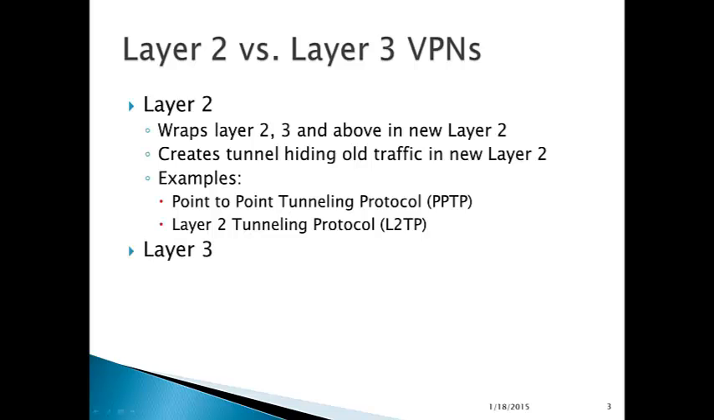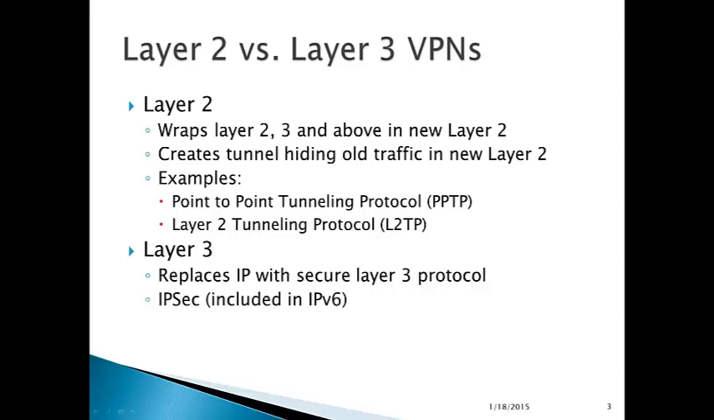Now, a layer 3 VPN is quite different. It actually replaces the network layer IP with a completely different layer 3 protocol called IPsec. IPsec, by the way, is included in IPv6. You're not using IP anymore. You're using a protocol that's different from IP. It resembles it somewhat, but it has its own rules, and those rules include means for encrypting and authenticating the traffic. Most routers out there, all routers on the internet, will handle IPsec very well, and most normal routers, even inside an enterprise, handle it as well too. IPsec is actually the more significant method of creating a secure VPN.